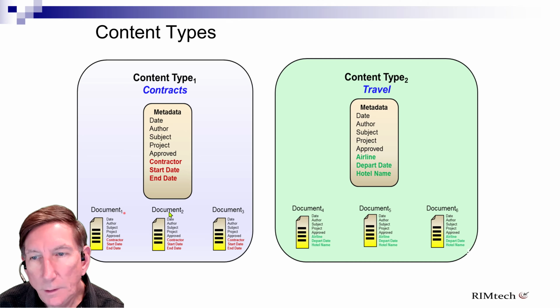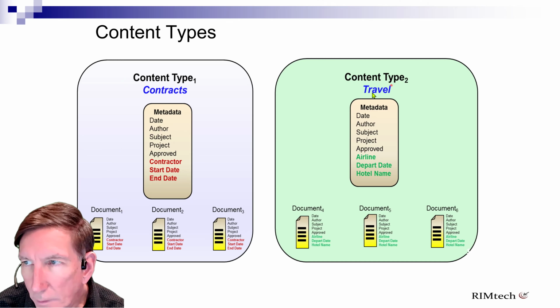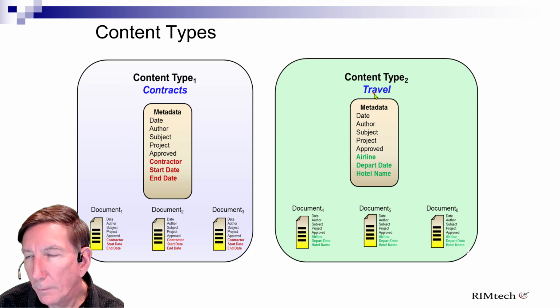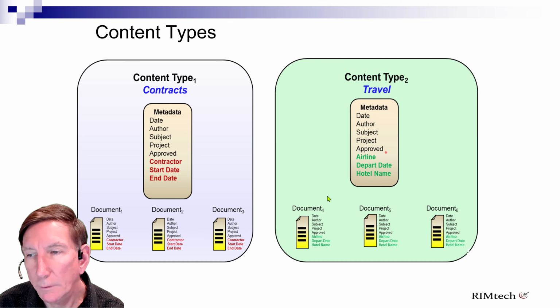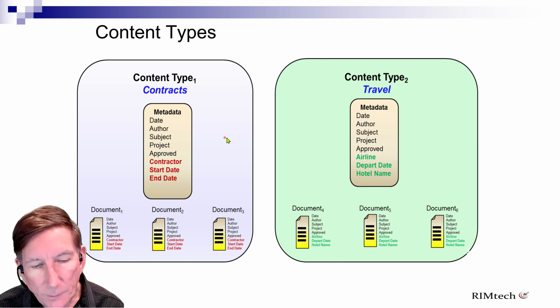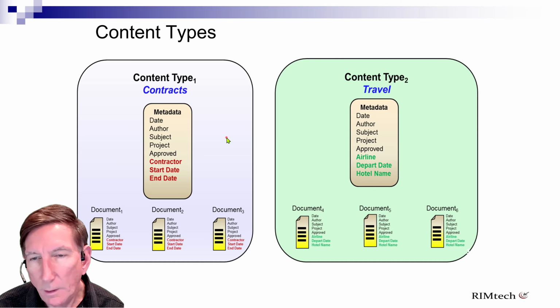So D1, D2, and D3 have all been assigned the content type contracts. Therefore, the user has to fill out the black and the red fields, whereas documents 4, 5, and 6 were assigned the content type travel, and therefore they have to fill in the 5 black base fields and the 3 green travel related fields. Okay, so that's the mechanism by which metadata gets assigned in SharePoint.